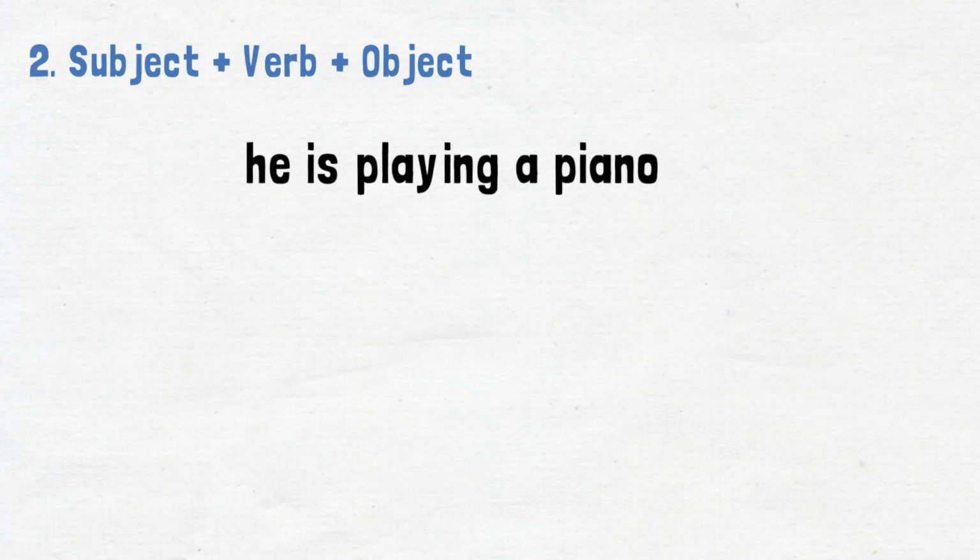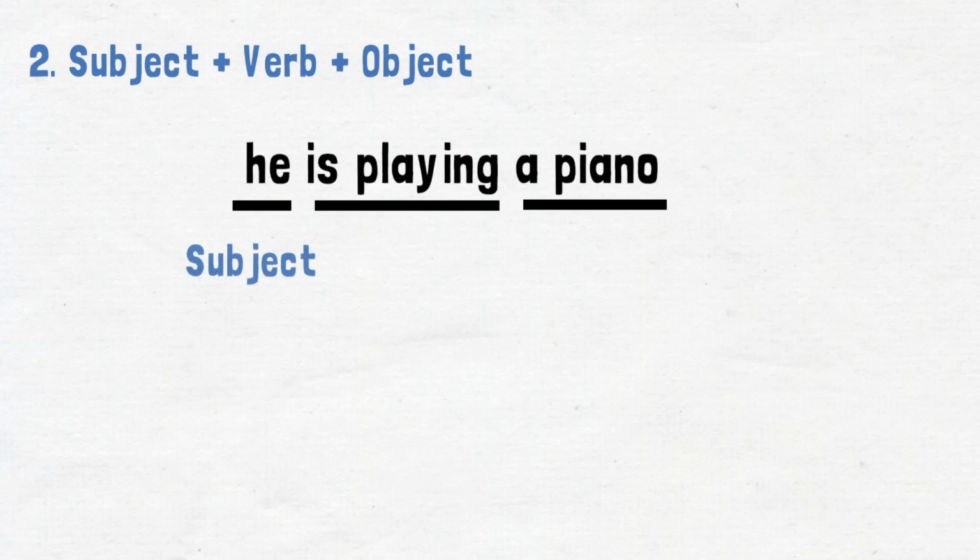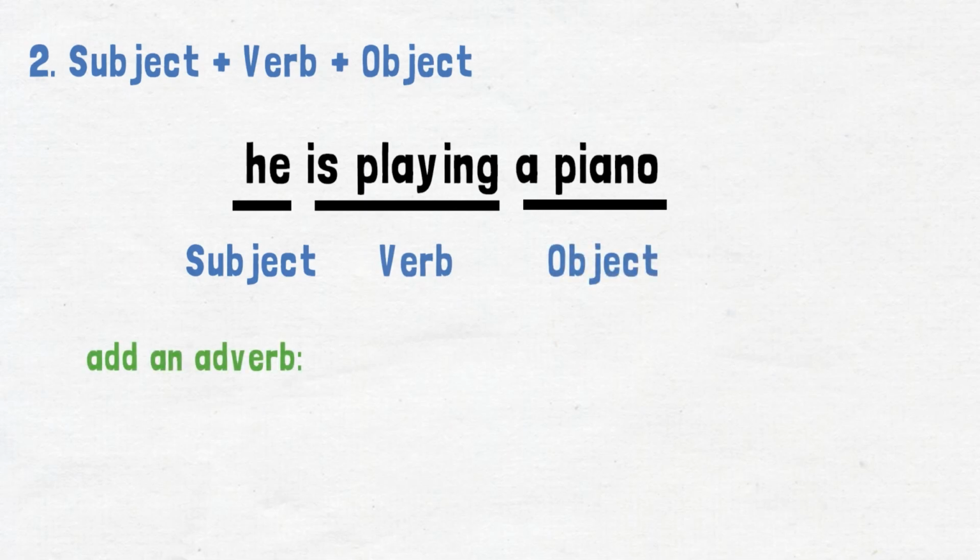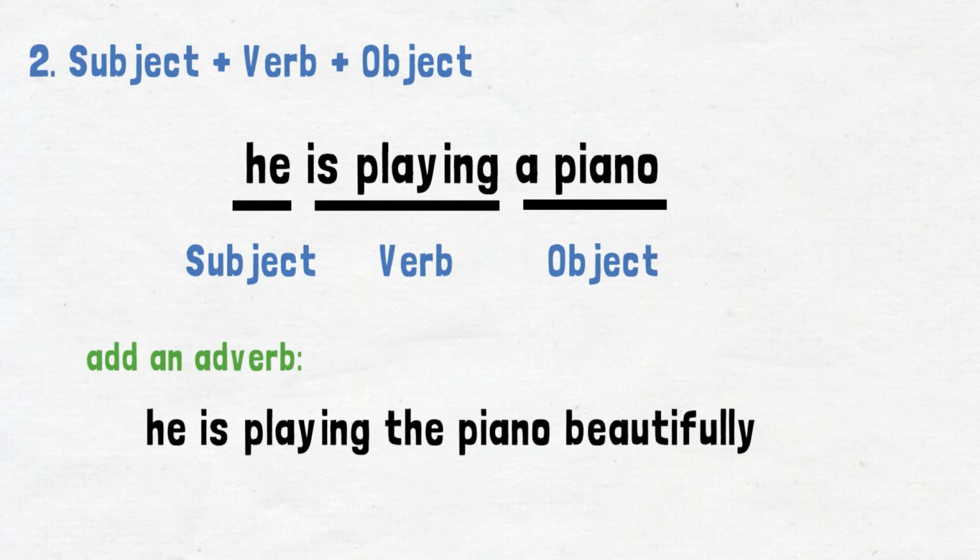Subject plus verb plus object. For example, he is playing a piano. You can add elements to expand the sentence, such as an adjective or an adverb. He is playing the piano beautifully.